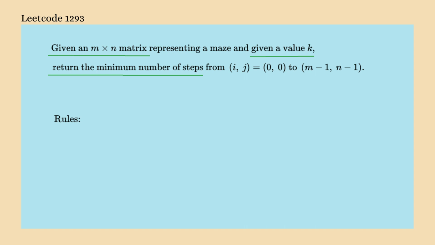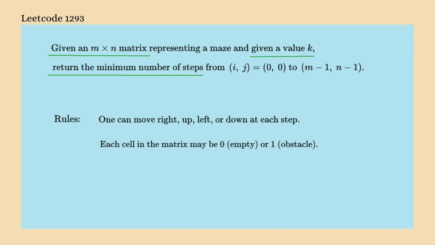The first rule is that one can move right, up, left, or down at each step. So this indicates all the possible directions you may move. The second rule is that each cell in a matrix will be 0, which refers to empty, or 1, which refers to the obstacle, and we will explain what this obstacle means later.